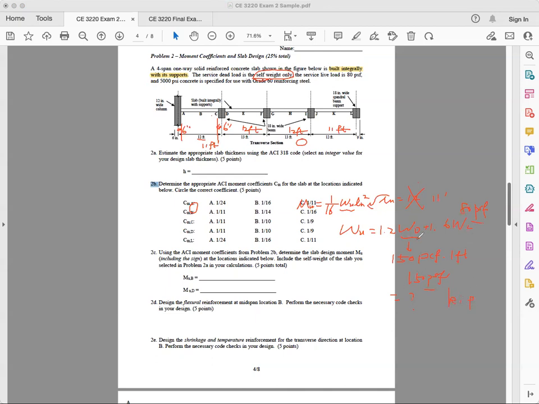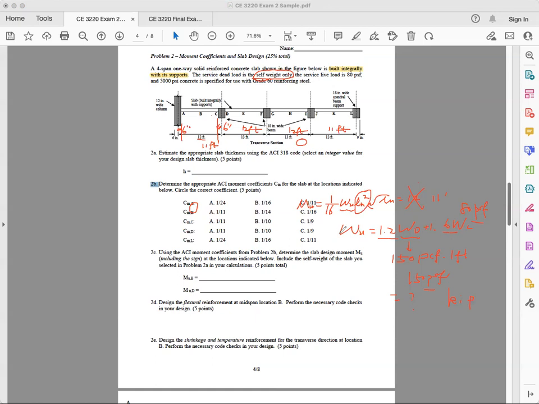Okay. Do I need to do the number? You can easily do the number, right? So 1.2 multiplied by 150 plus 1.6 multiplied by 80, right? You get some number in kips, and there's 11 feet squared, okay? Don't forget squared. Then you divide the whole thing by 16, right? And you get some number.